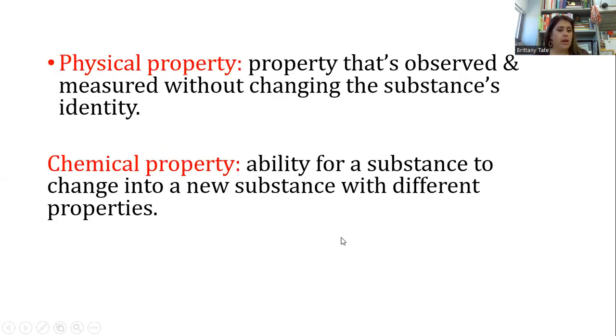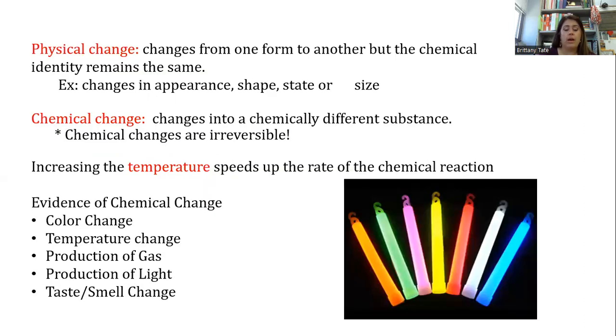All right, moving on to chemical versus physical properties and changes. So a physical property is observable and it doesn't change the substance identity. A chemical property is the ability for a substance to change into a new substance with different properties. And so that's important to know when we come to physical and chemical changes.